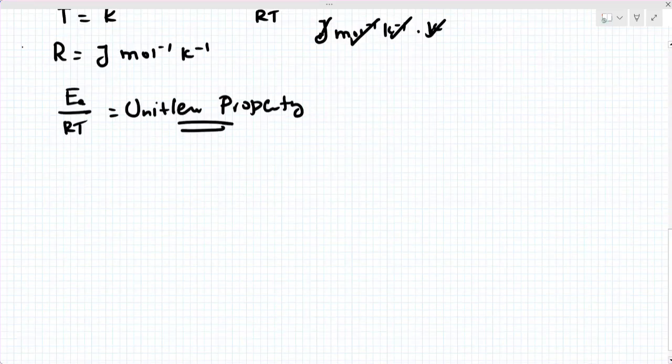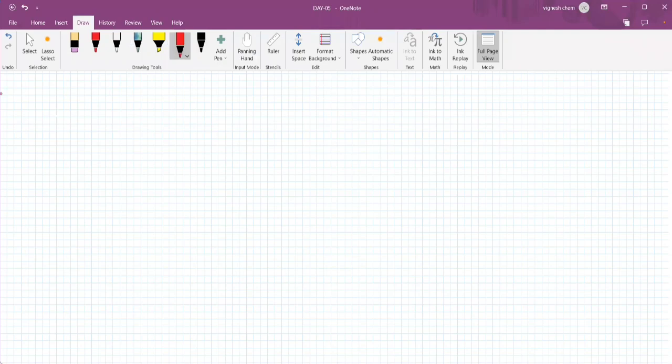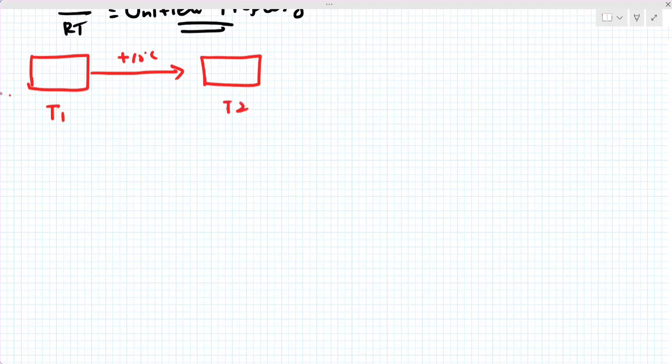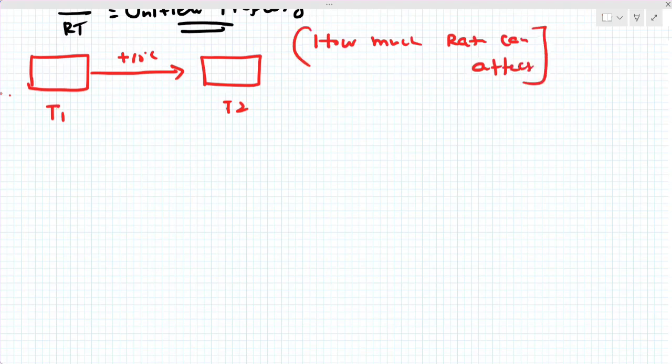Now very important. Listen. For example, this is a reaction mixture. The temperature is T1. Now we are going to increase the temperature by 10 degrees. This is T2. Now, what is the question? How much can the rate be affected? This is the question. At the same time, the activation energy factor can be decreased or increased.